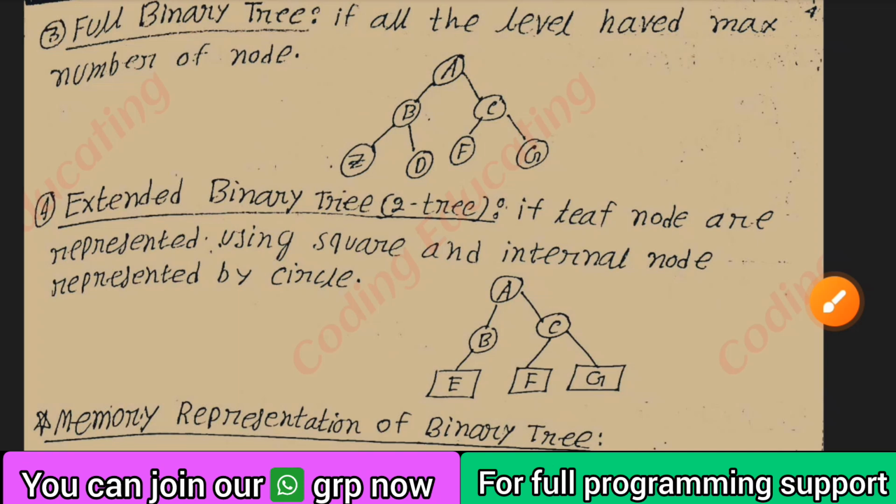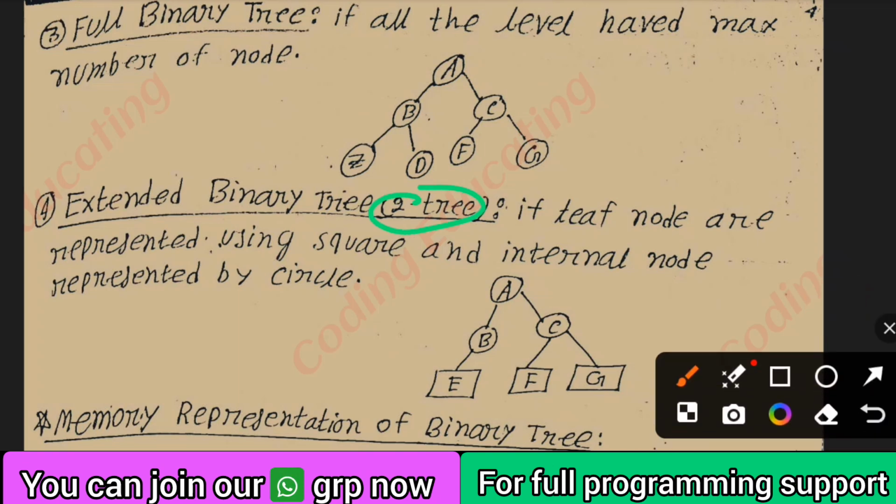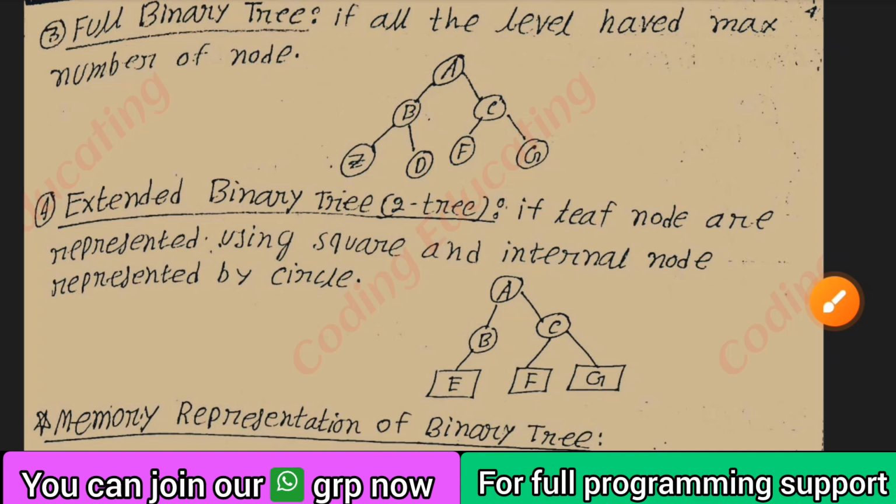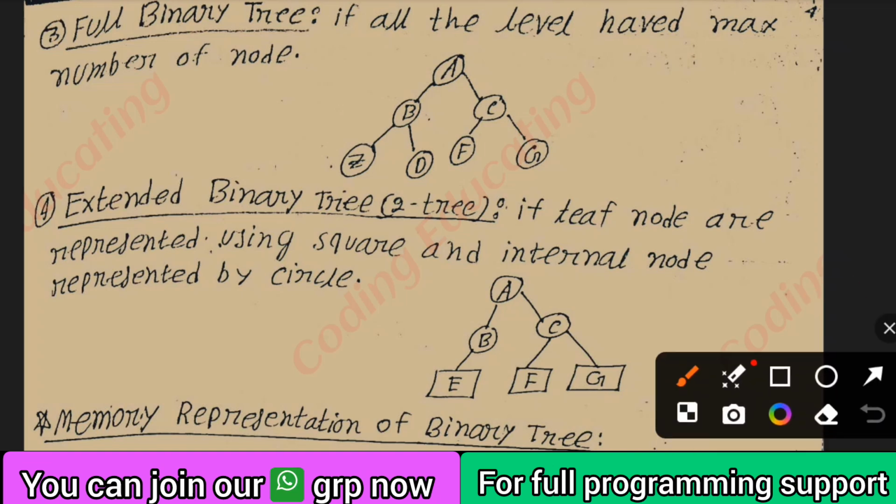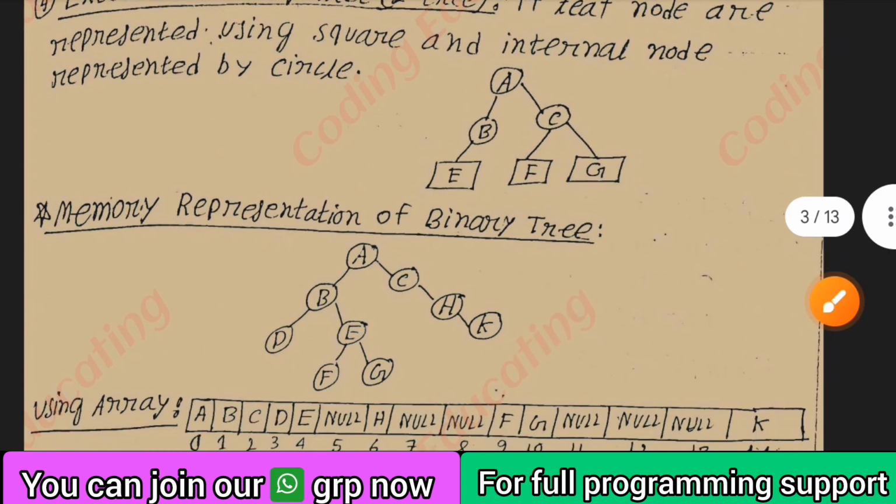Next, extended binary tree. Extended binary tree is also named 2-tree. If leaf nodes are represented using squares and internal nodes are represented by circles, then the binary tree is called an extended binary tree. You can see the leaf nodes are written in squares, and the other nodes, the internal nodes and the root node, are represented as circles.